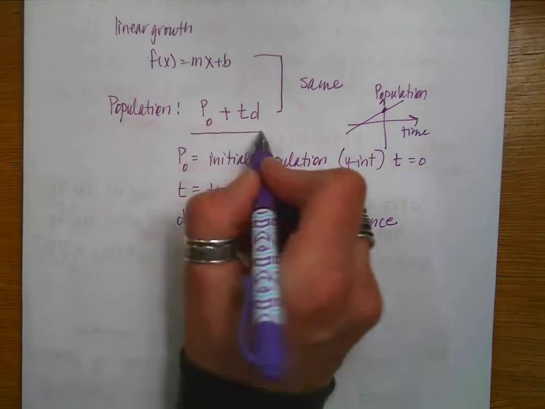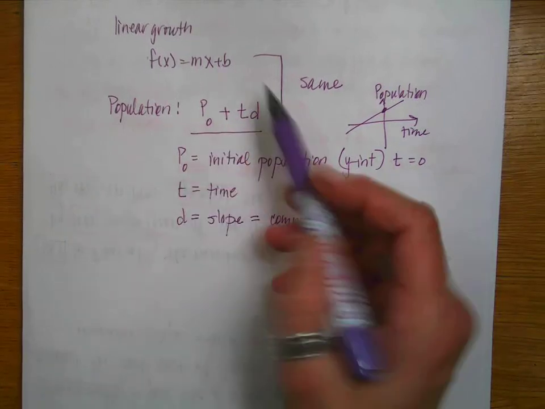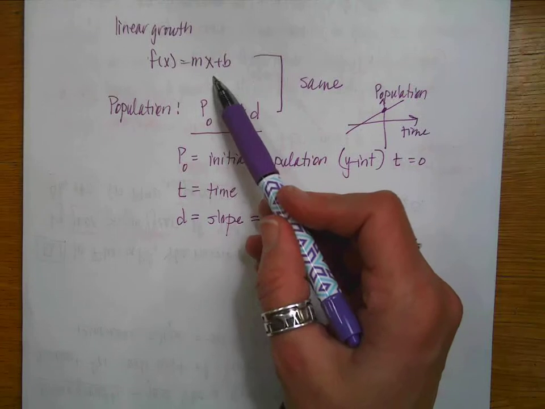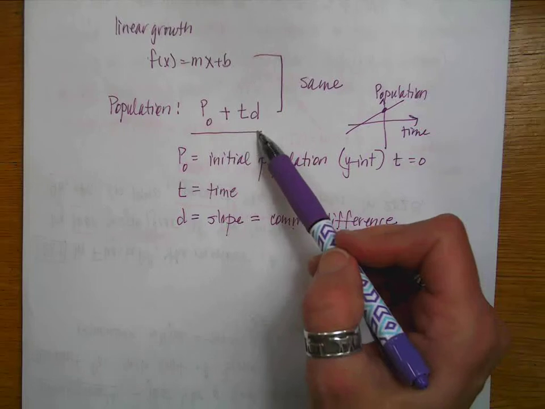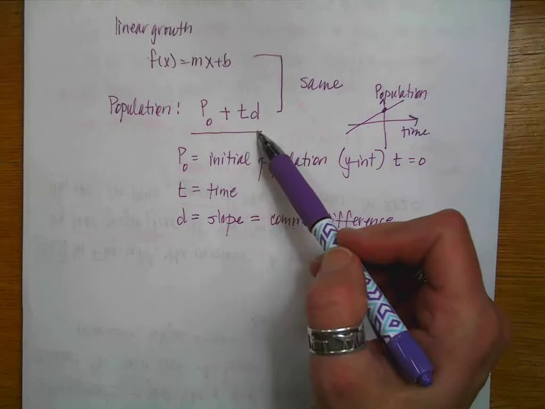And so this is going to be the equation technically that the book wants you to use. Remember that it's the exact same formula that you've been using for a long time. The only thing that has changed is what we call the variables.